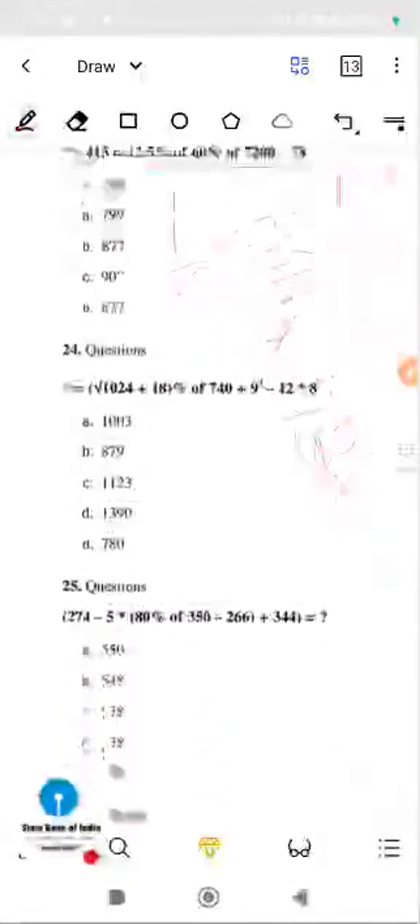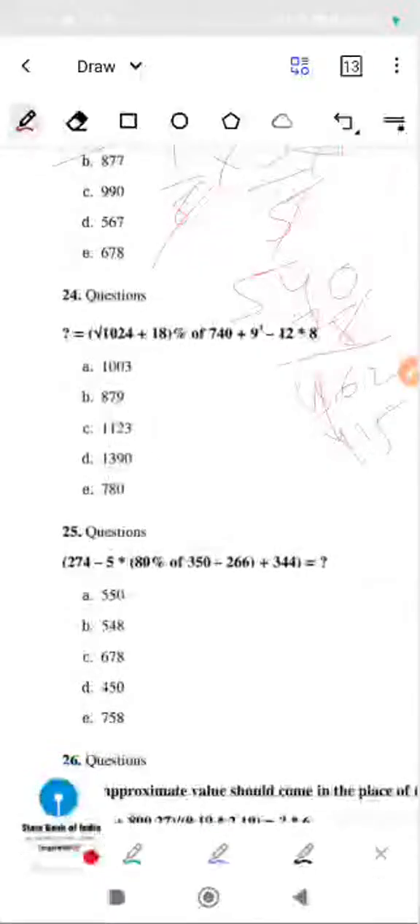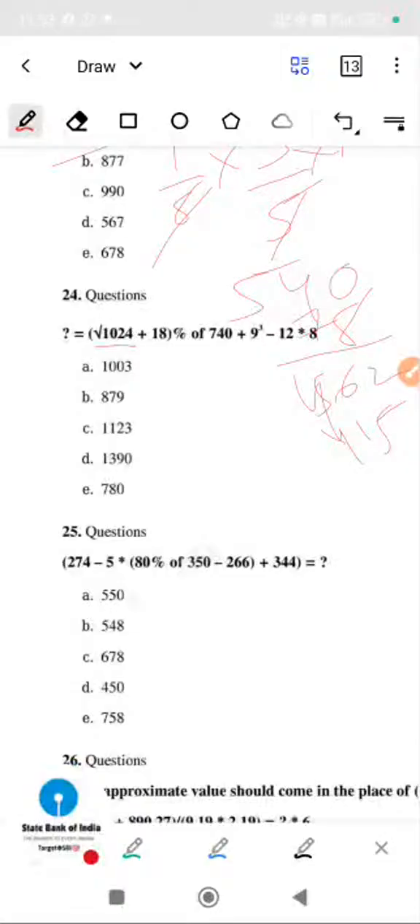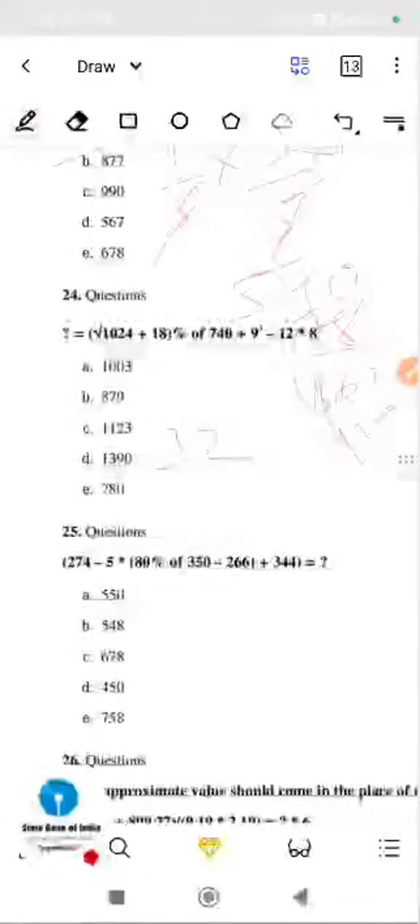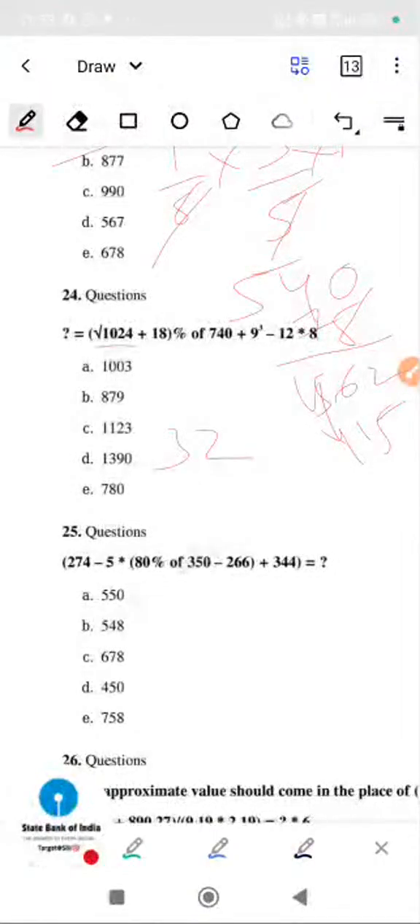Next, 24th one, root over 1024. The answer for this one will be 32. Wait a second. So answer for this one will be 32 plus 18, which will be 40. 40 percentage means 4 divided by 10 into 740 means 74.